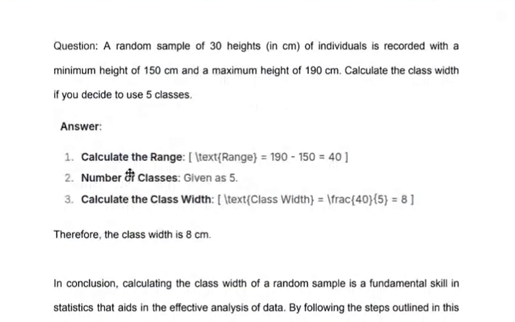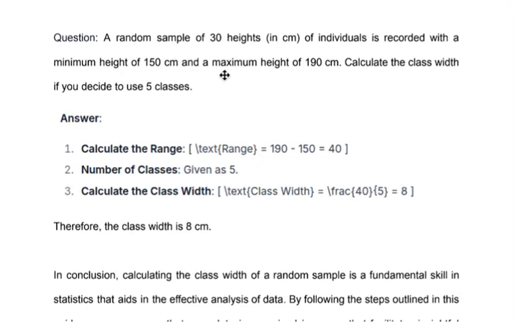Example 2. A random sample of 30 heights of individuals is recorded with a minimum height of 150 centimeters and a maximum height of 190 centimeters. Calculate the class width if you decide to use 5 classes. Similarly, in this case as well, calculating the class width starts with calculating the range, then determining the number of classes, and finally class width is calculated as follows. Therefore, the class width is 8 centimeters.